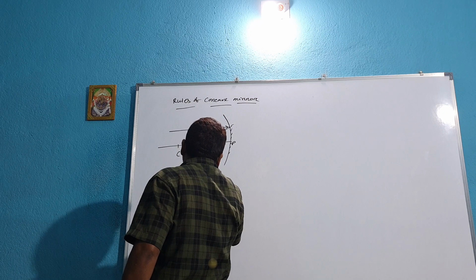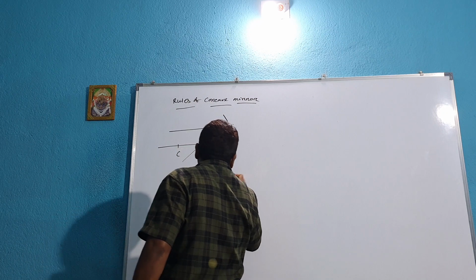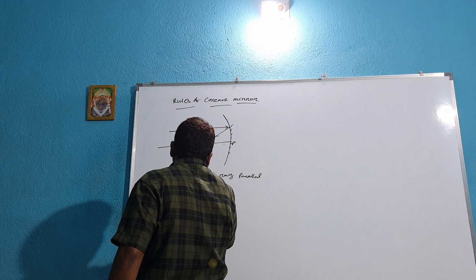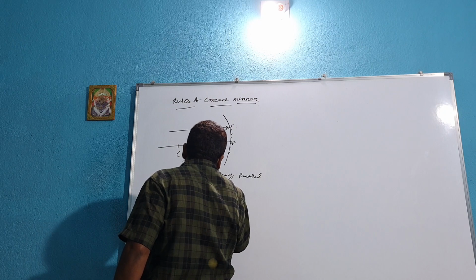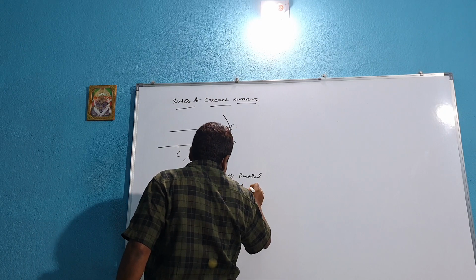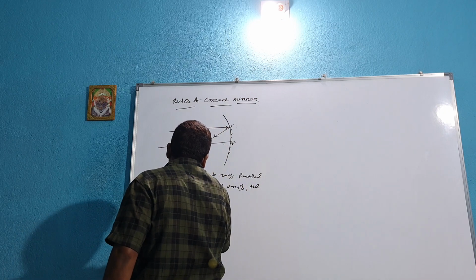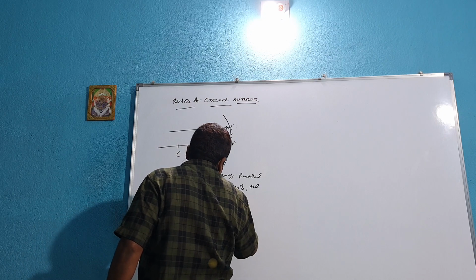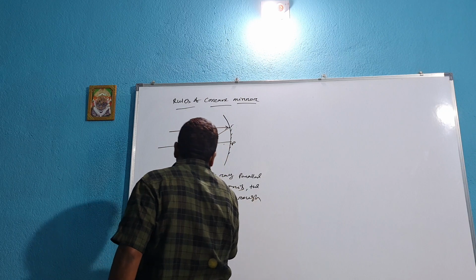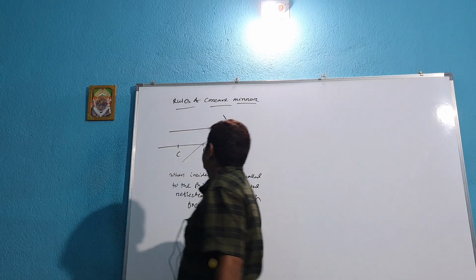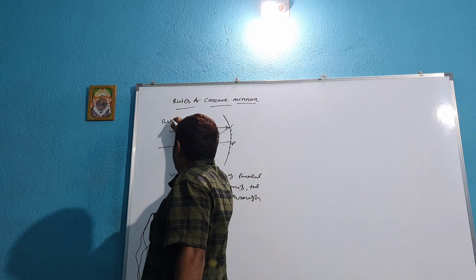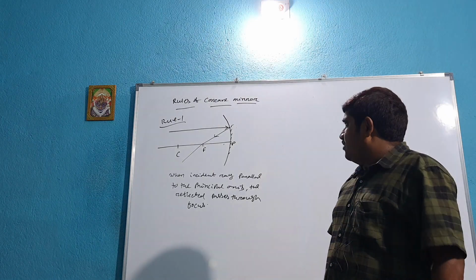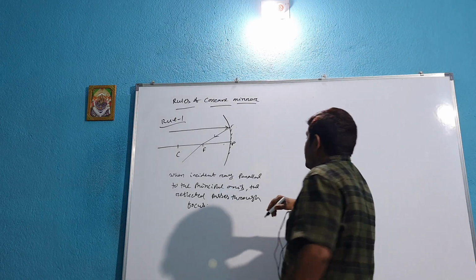When incident ray parallel to the principal axis, the reflected ray passes through focus. This is the rule 1. Okay, then reverse rule of the rule, rule 2.